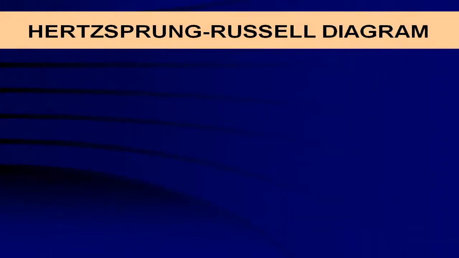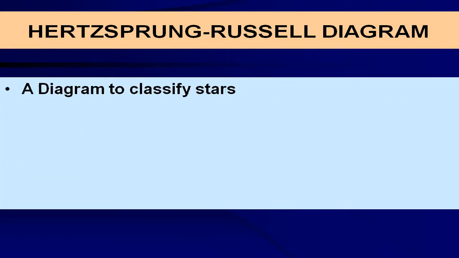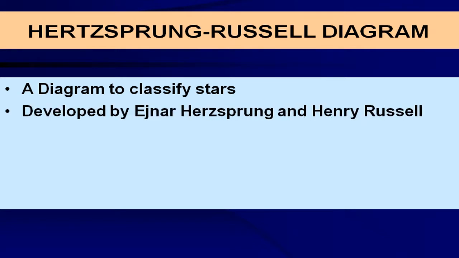Okay, we wish to conclude Chapter 10, the last half of Chapter 10, by discussing H-R diagrams, Hertzsprung-Russell diagrams. These diagrams are a method to classify stars so that we can understand them better. Developed by Hertzsprung and Henry Russell, hence the name.